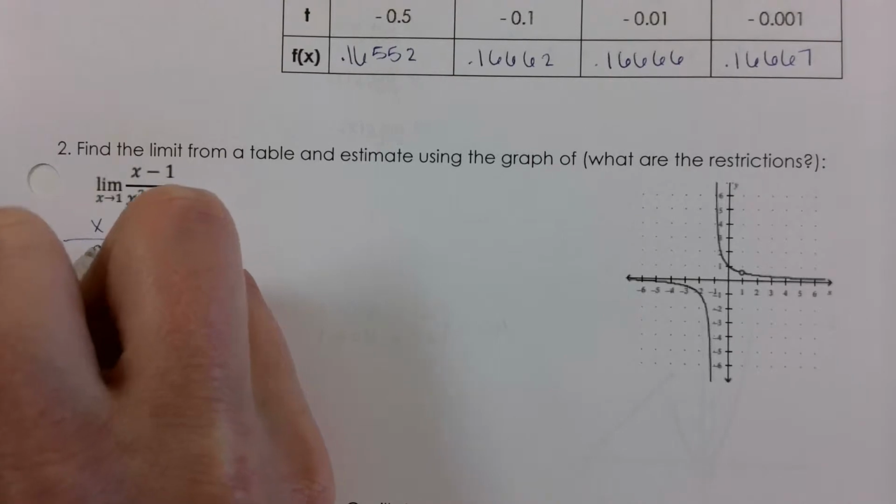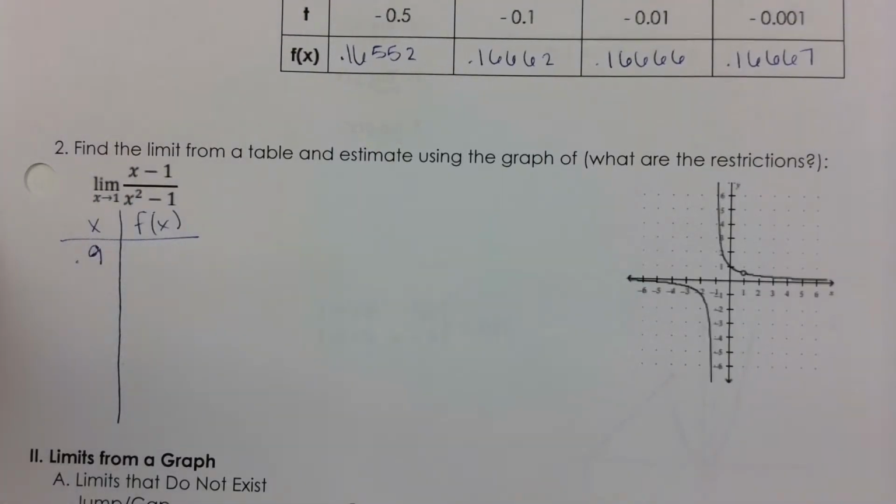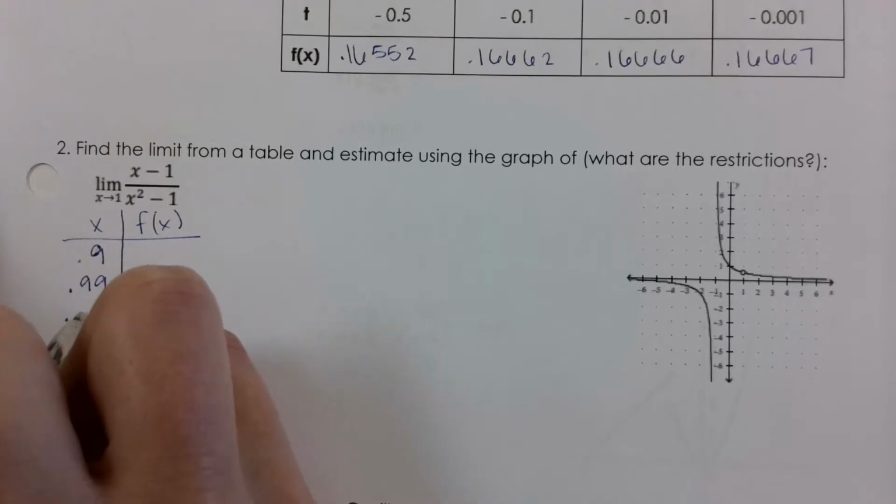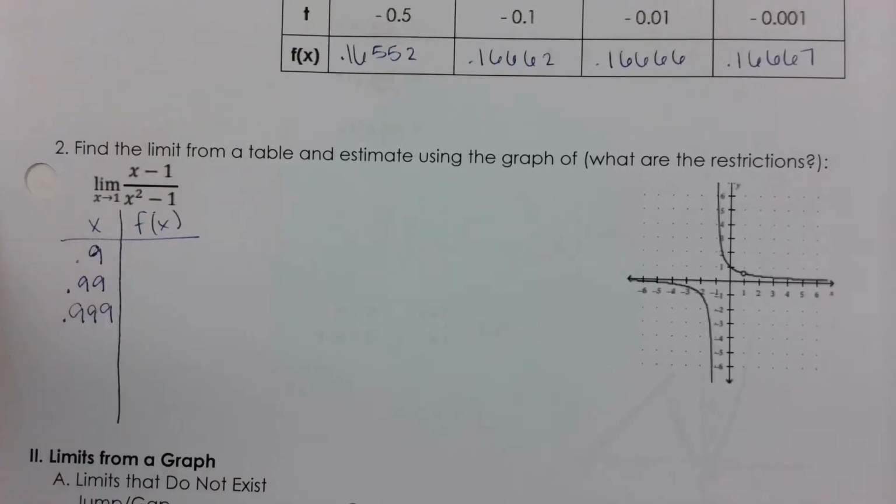So we can do 0.9, and then what's even closer to 1? And one more time. There we go. That okay? So that's coming in from the left-hand side, right? Because all those numbers are smaller than 1. So if we want to come in from the right-hand side, we want numbers that are bigger than 1, but still really close. So what can we try?